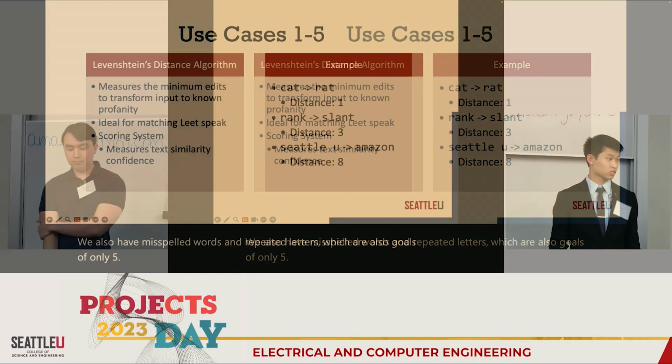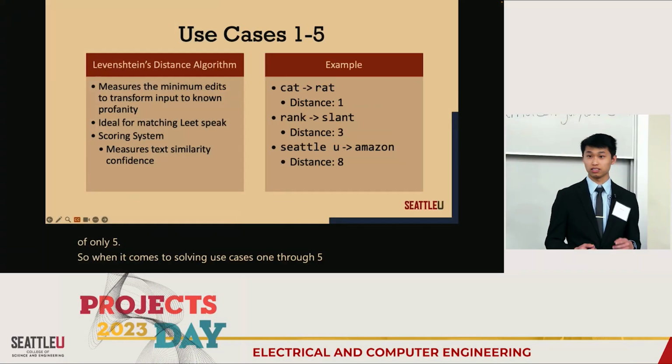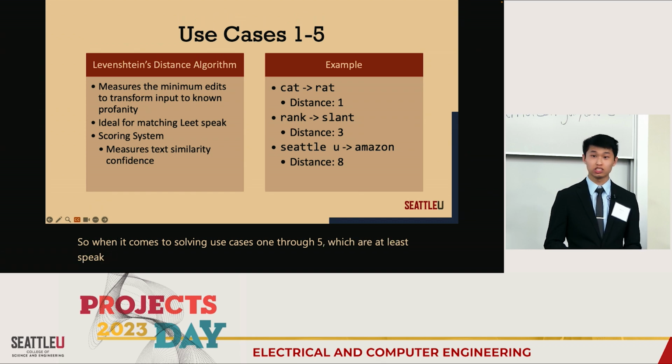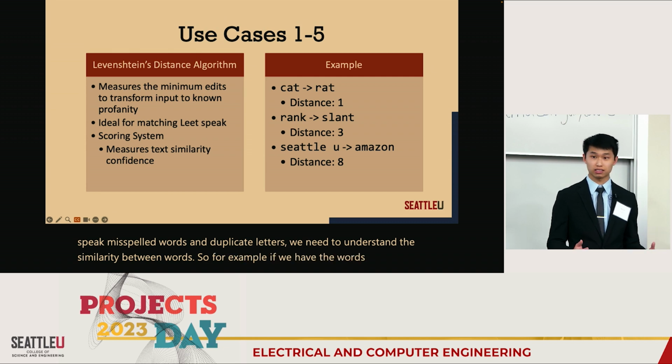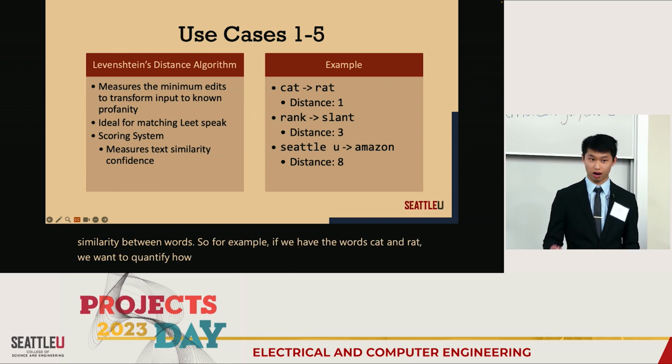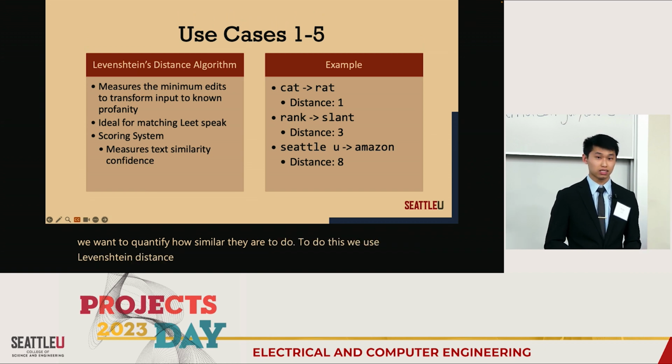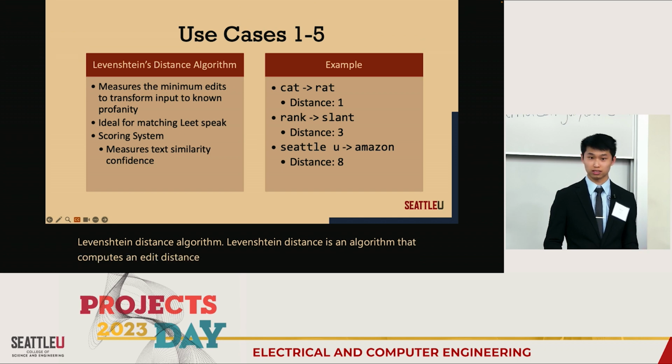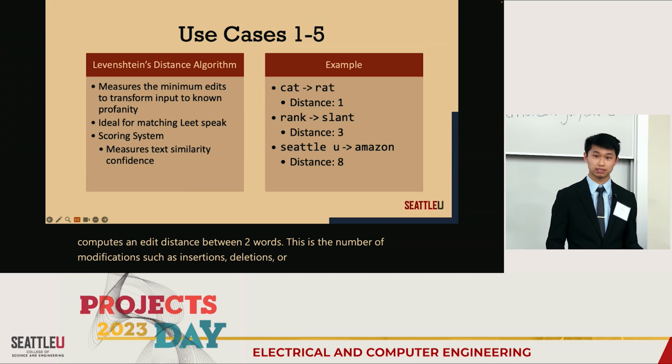So when it comes to solving use cases 1 through 5, which are leet speak, misspelled words, and duplicate letters, we need to understand the similarity between words. For example, if we have the words cat and rat, we want to quantify how similar they are. To do this, we use Levenshtein's distance algorithm. Levenshtein's distance is an algorithm that computes the edit distance between 2 words. This is the number of modifications, such as insertions, deletions, or replacements, necessary to transform one word into another.